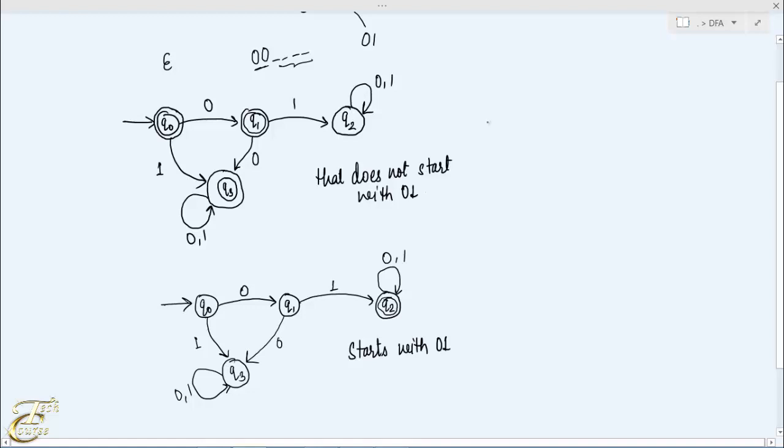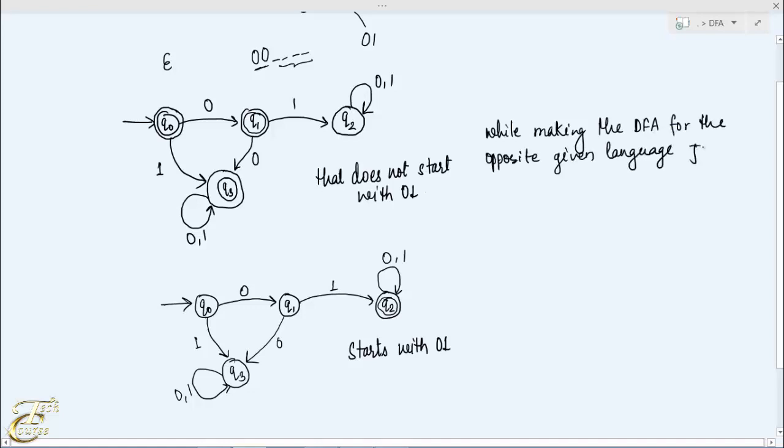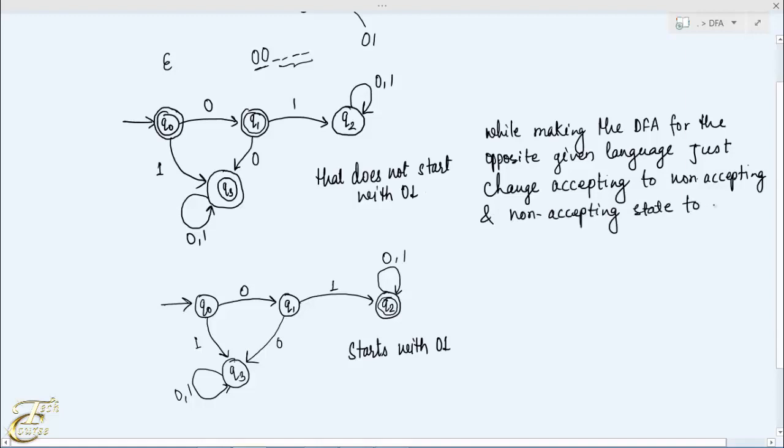So, the point is, while making the DFA for the opposite of a given language, just change accepting states to non-accepting states and non-accepting states to accepting states. That's all in this lecture video.